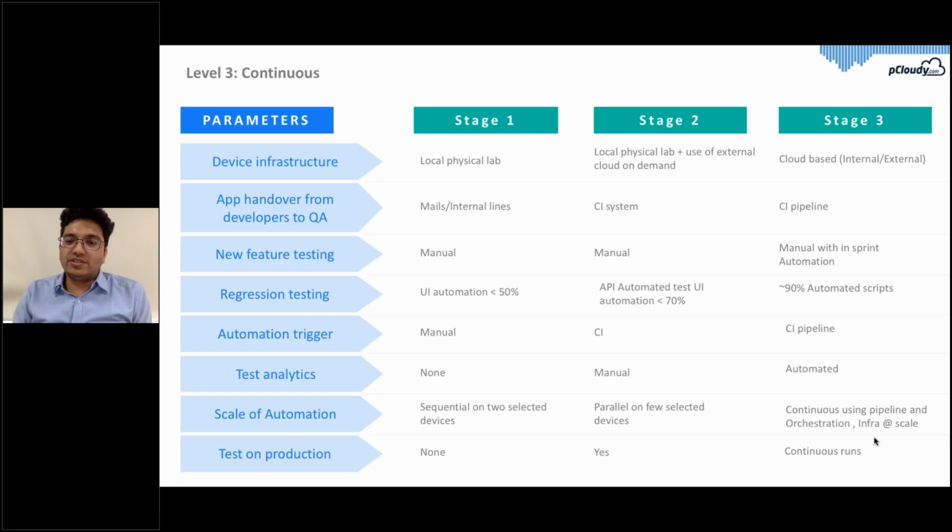So stage 3 is the vision that you should have to take your testing and make sure that the app releases are happening in a much quicker way. That will really help the business and give direct benefit to the consumers, because you're able to release much faster than your competitor.